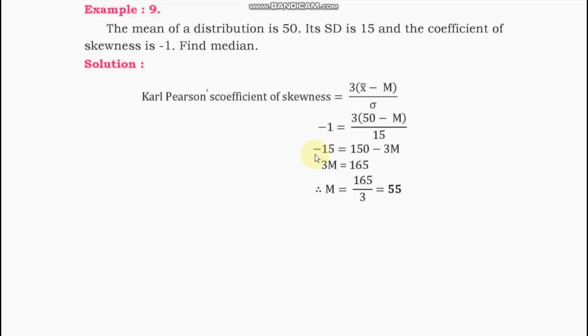So minus 1 into 15 becomes minus 15 is equal to 150 minus 3 into median. So take the median value this side and 15 this side. So 3 into median is equal to 150 plus 15, that is 165. So median is equal to 165 divided by 3, that is equal to 55. So the median value here is 55.